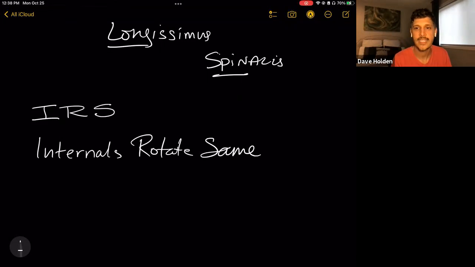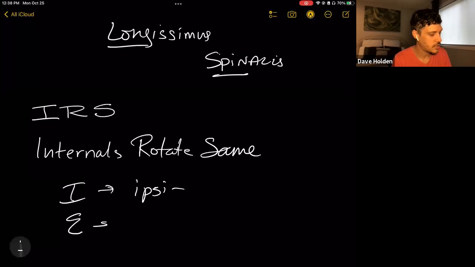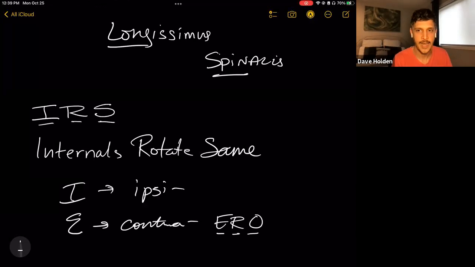Internals rotate same, IRS. Internal obliques are ipsilateral rotators. External obliques are contralateral rotators. So ERO. Externals rotate opposite. Internals rotate same. This one is the easiest one for me to just hold in my mind.